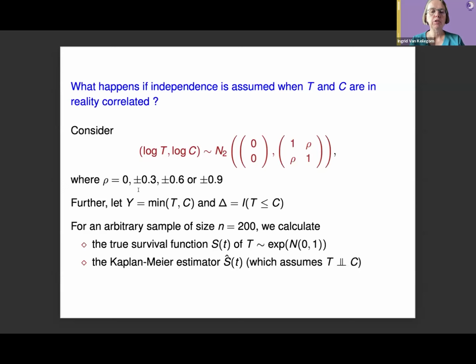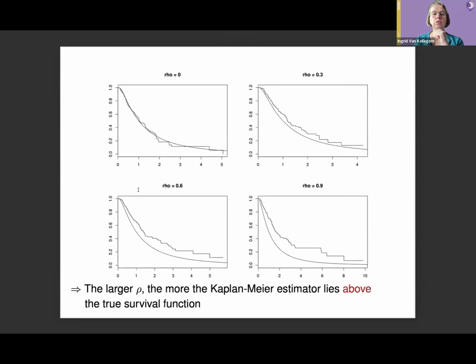And what I will show on the next pictures is the true survival function, which is a standard log normal. And I will compare it with the Kaplan-Meier estimator that you get from these data. Now, the Kaplan-Meier estimator is the non-parametric maximum likelihood estimator that assumes independence between T and C. And so we expect that this estimator is going to be biased if in reality this correlation rho is not equal to 0. Yeah? And indeed, this is what you see.